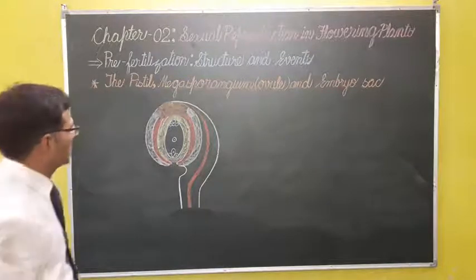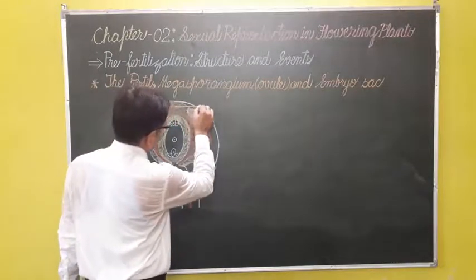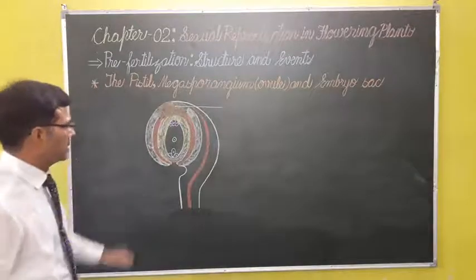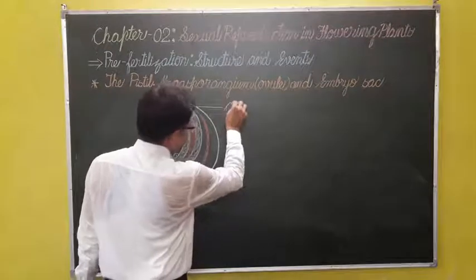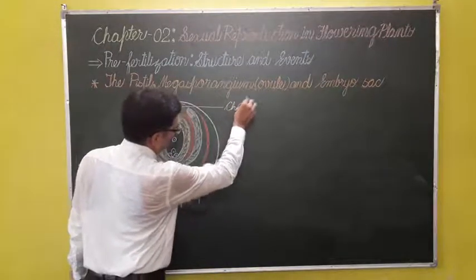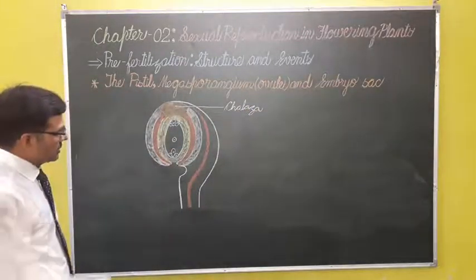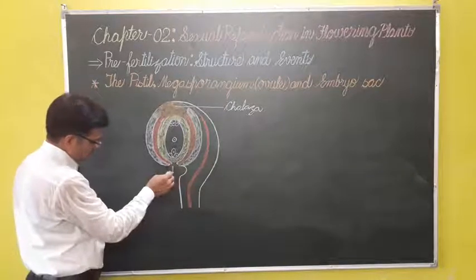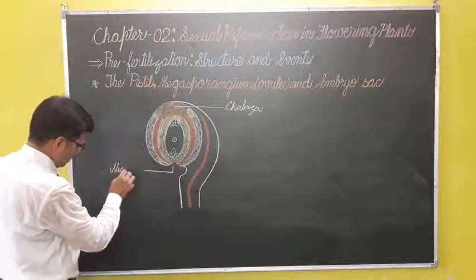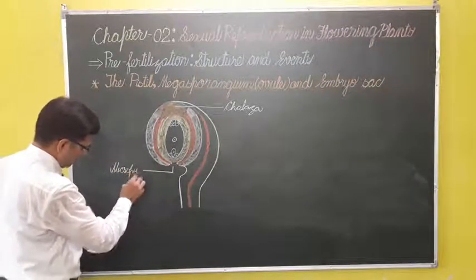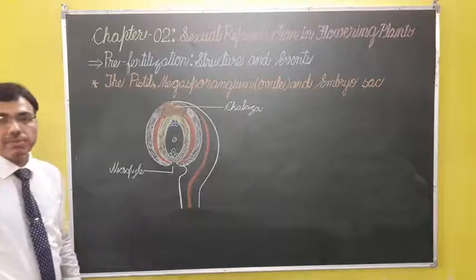Now I'm going to label it. So this point of the ovule, or better you can say this pole of the ovule, is called chalaza. Right? And just opposite to this one is called micropyle. Micropyle is an aperture through which the pollen tube enters inside the female gametophyte, right?